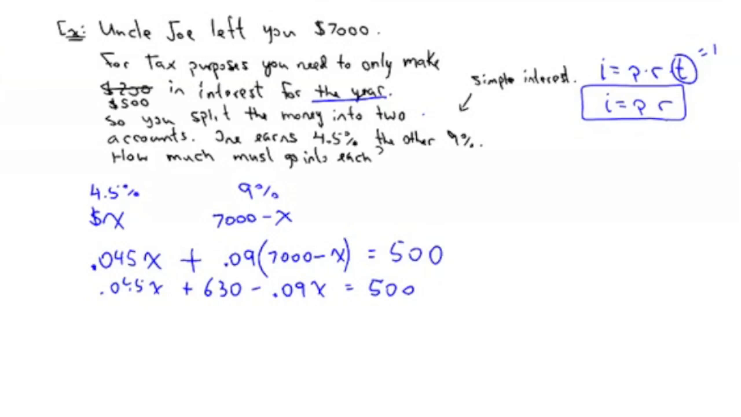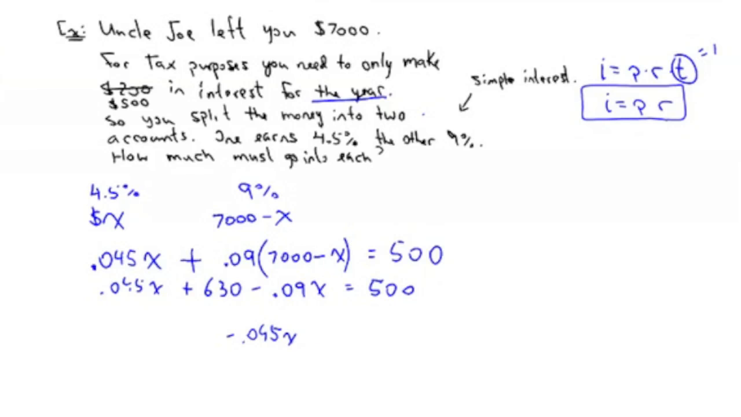Combine those like terms. By now, I assume that you know how to do most of the simple steps of solving a linear equation. What is it? The 0.045x and the 0.09x. Subtract them and you get negative 0.045.